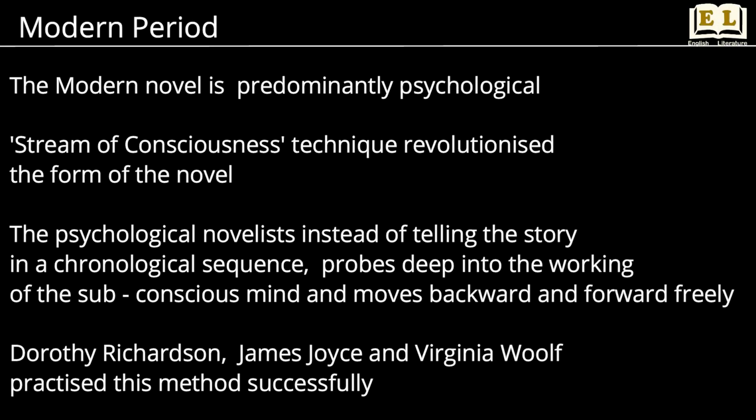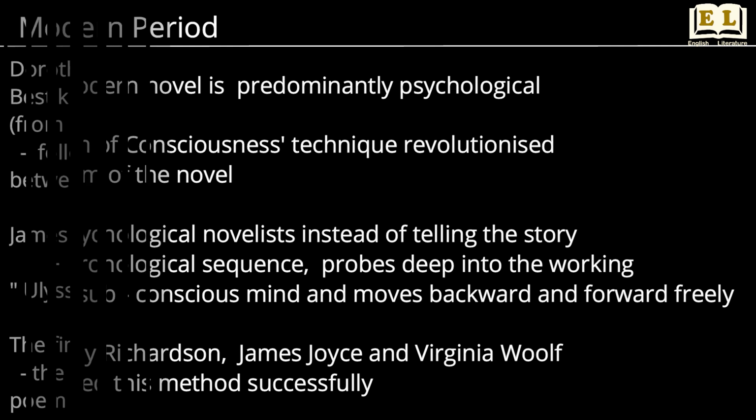The modern novel is predominantly psychological. The new stream of consciousness technique revolutionized the form of the novel. The psychological novelist, instead of telling the story in a chronological sequence, probes deep into the workings of the subconscious mind and moves backward and forward freely. Dorothy Richardson, James Joyce, and Virginia Woolf practiced this method successfully.